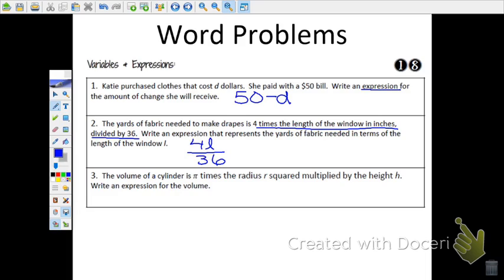Number 3, we're talking about volume of a cylinder. We want to write an expression for it. And again, it tells us exactly what it is we need to do. So we have this symbol. Who knows what this symbol is? Pi. Okay, so we have pi times radius. We're to use r, and it's being squared. R squared multiplied by the height, h.